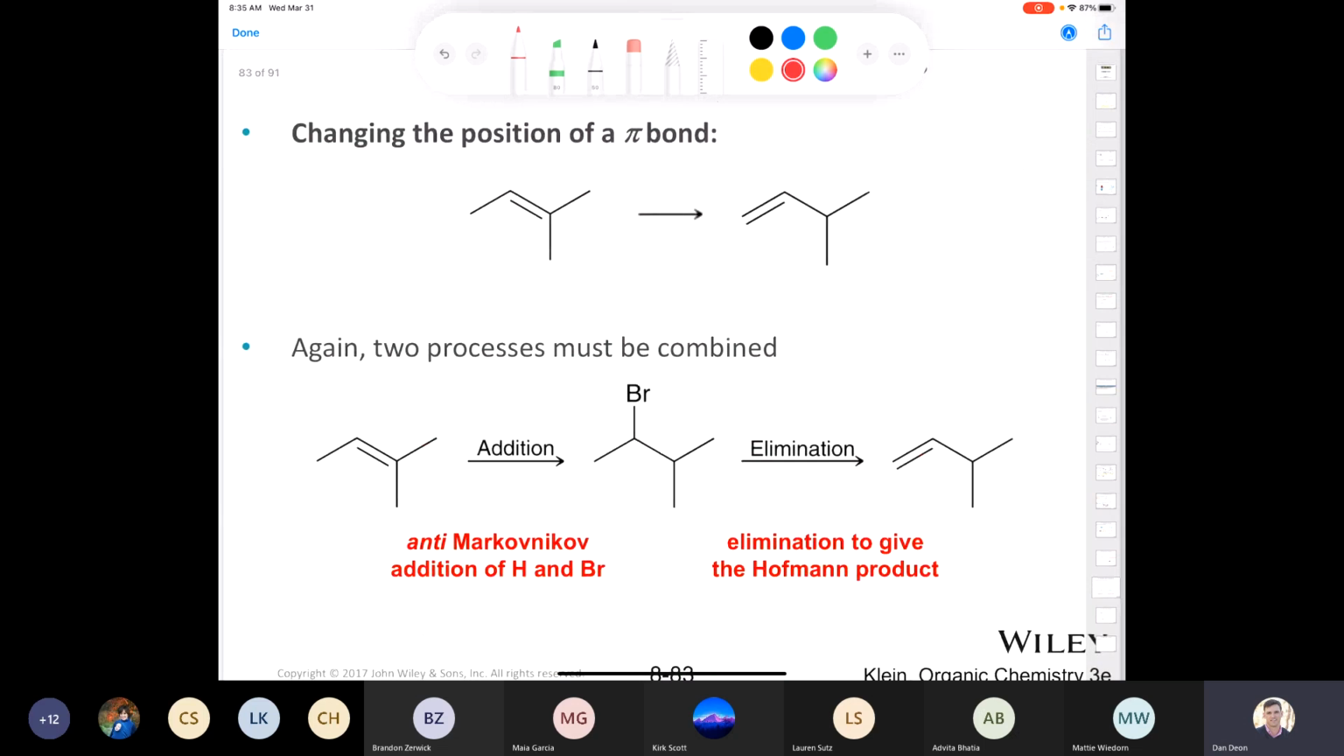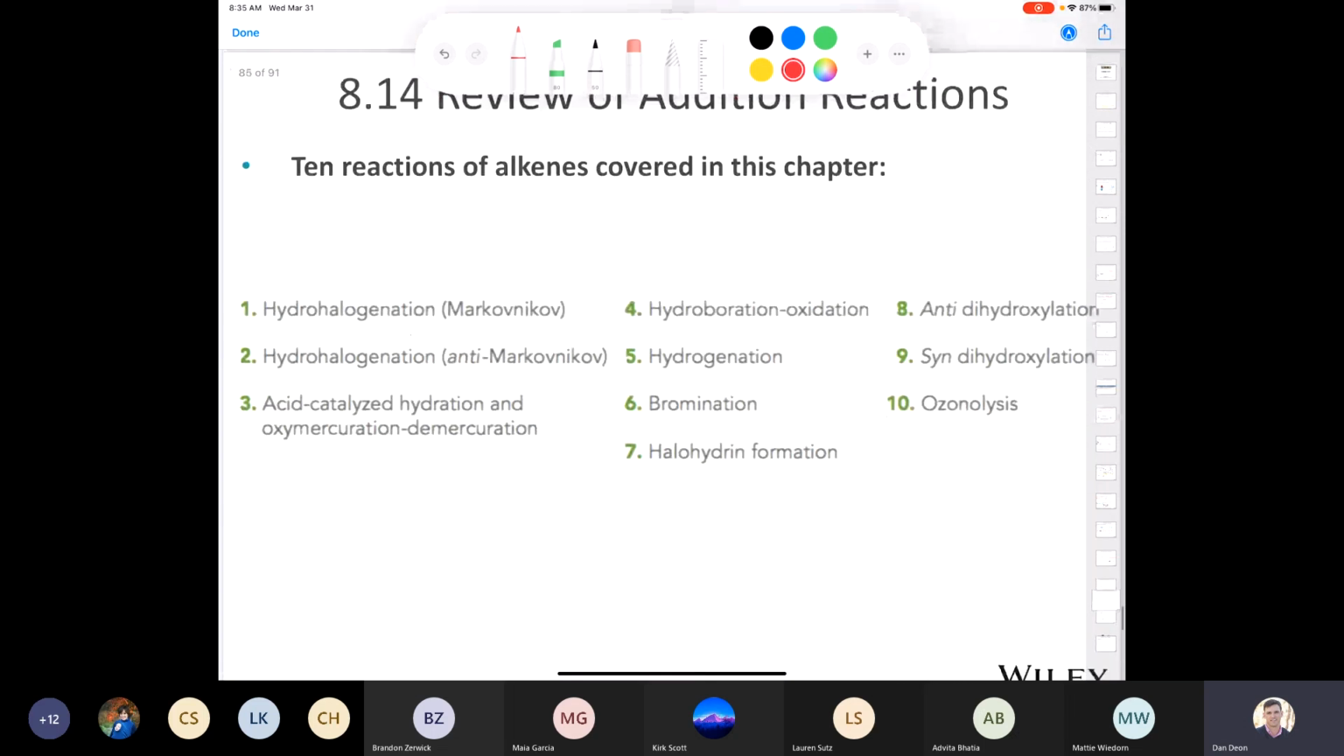What about moving the position of a pi bond, right? Pi bonds, we learned in this chapter, are great tools for adding elements or molecules to. If we wanted to take this tri-substituted alkene and convert it into this mono-substituted alkene, what would we do? Well, we could just do an anti-Markovnikov addition of HBr across the double bond, right? We would use HBr and a peroxide, and then we would do an elimination with a bulky base, potassium t-butoxide, like that. Okay, so just another strategy there.